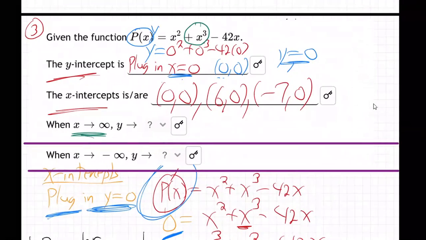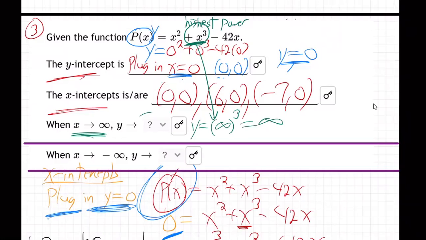I can just take that infinity and say, okay, y will equal infinity to the third power. He's the most powerful term, the highest power term. And so what's infinity to the third power? That's infinity. So positive infinity, which means as x goes to infinity, y is going to go to positive infinity also.